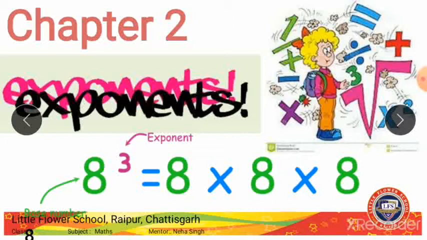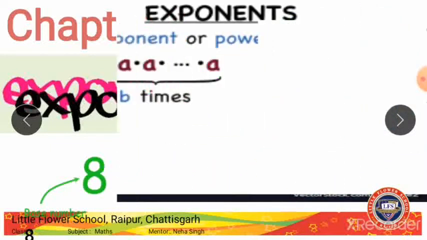Square we had studied, cube we had studied, power 2 and power 3, what are they called? Exponents. Okay, and to find the value, what do we do? We multiply the given number the given number of times. Suppose here it is 8 cube, it means 8 has to be multiplied 3 times, right?